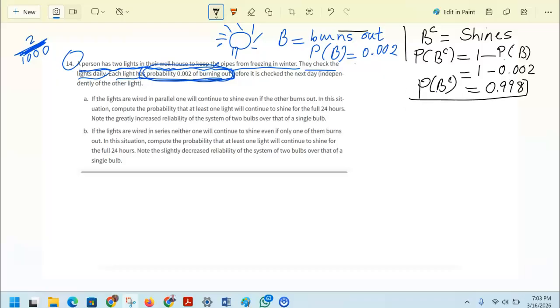Now, I just wrote this probability of B in general. This could change for the first bulb or the second bulb, but I'm not writing that yet. So this is the main idea.